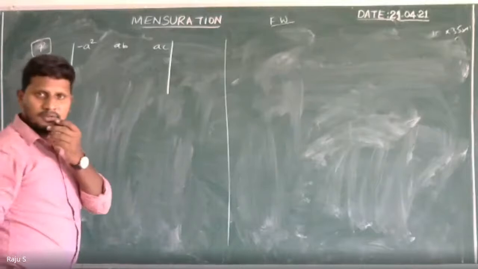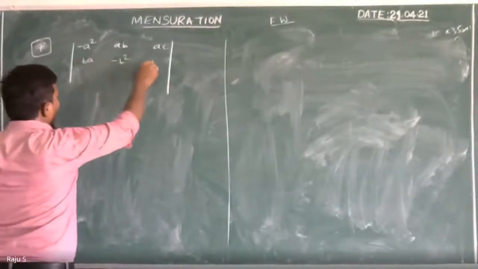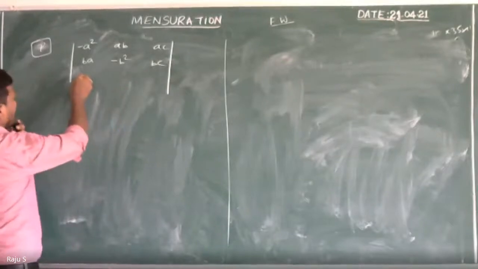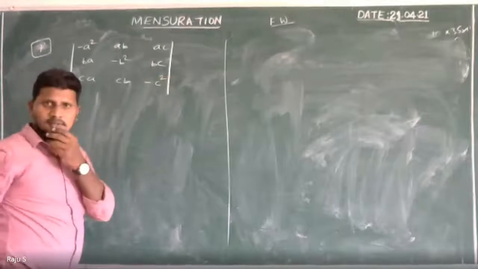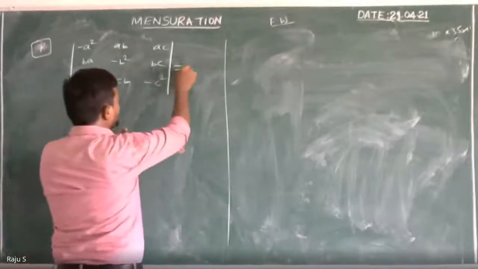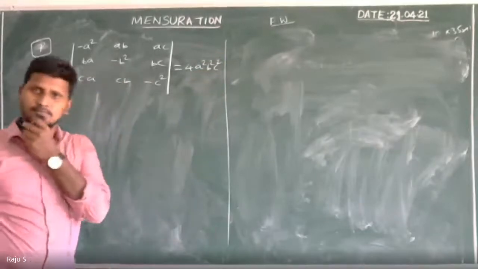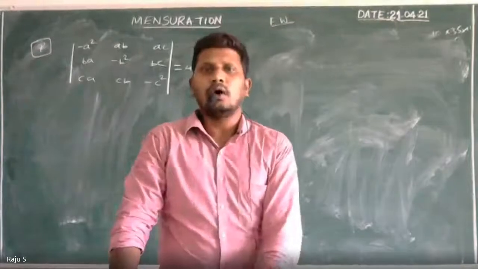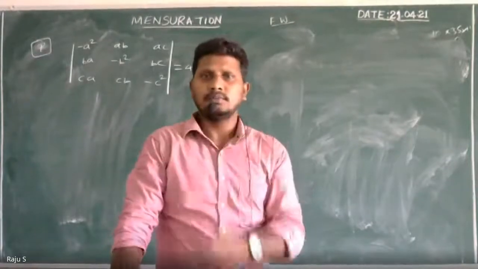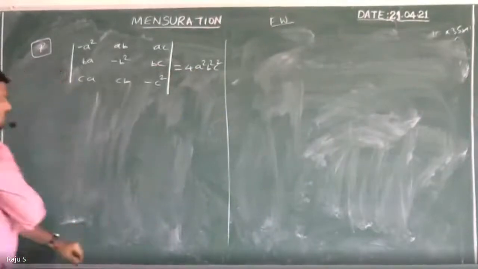then the second row is ba, minus b square, bc, and the third row is ca, cb, minus c square, equals 4 a square b square c square. Am I right? So this is the question. How can you show that this determinant value is equal to 4 a square, b square, c square?